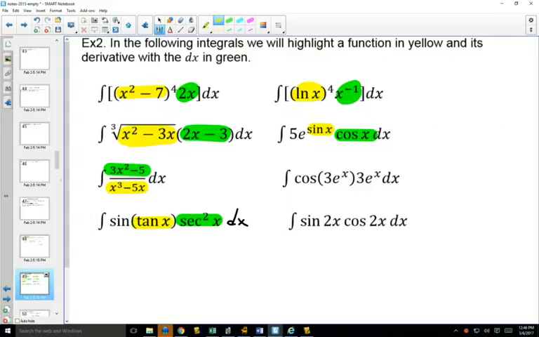So when looking at this, though, the inside function here will be this one because it's inside of cos. And then we're multiplying by 3e to the x afterwards.